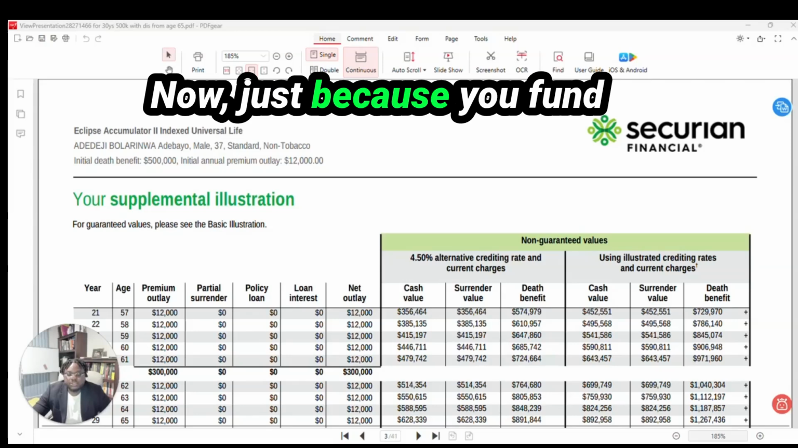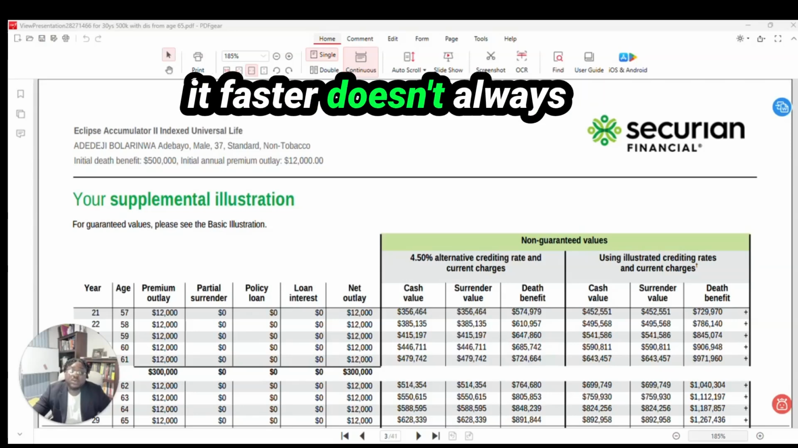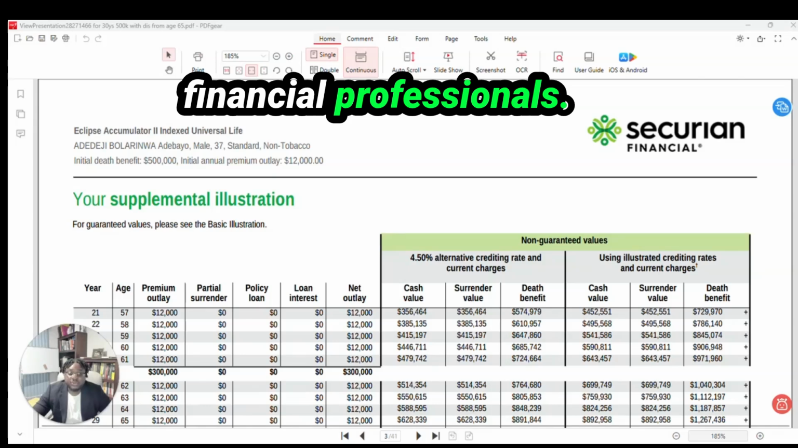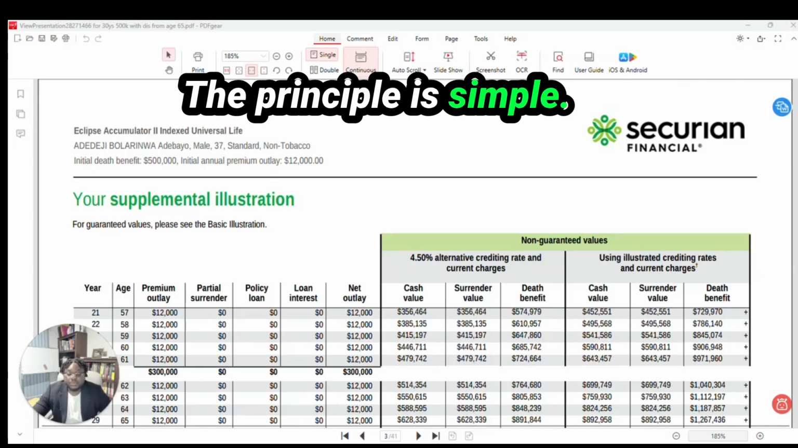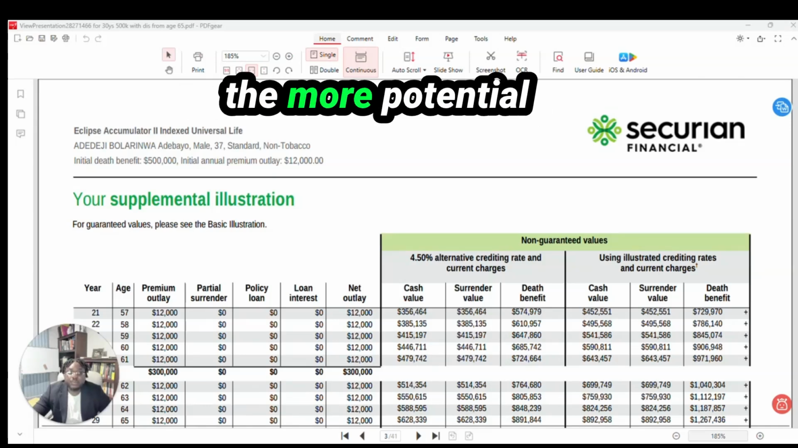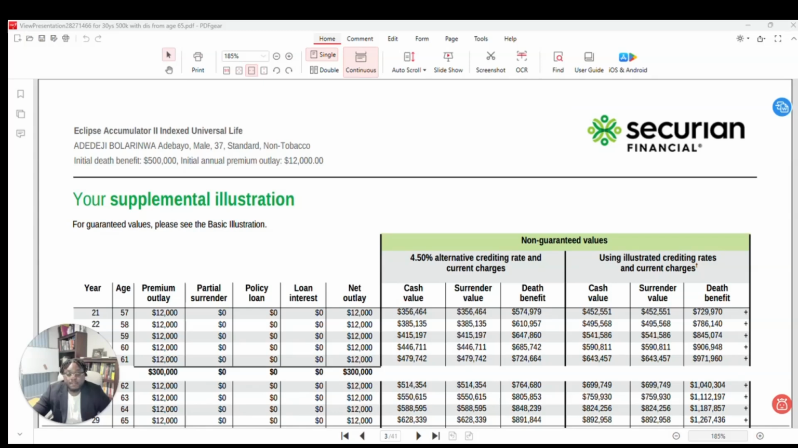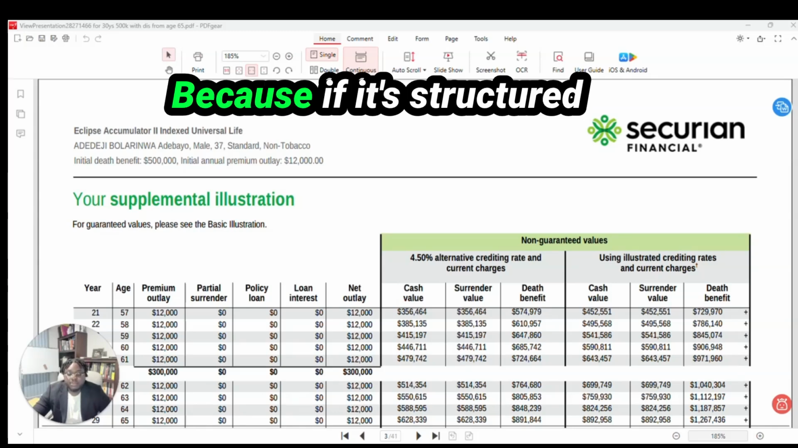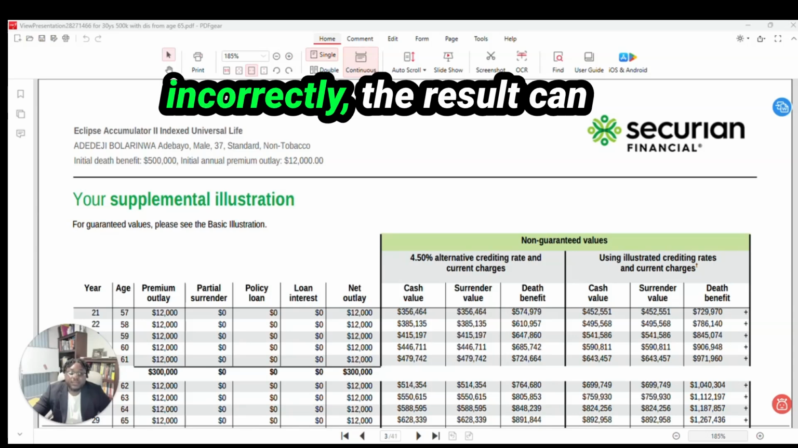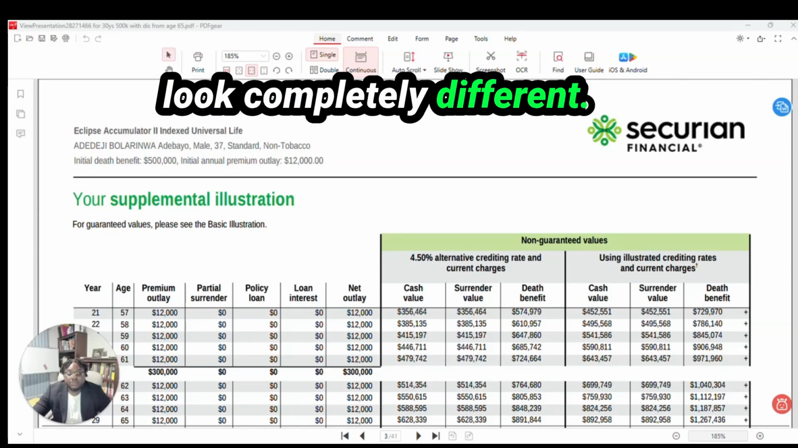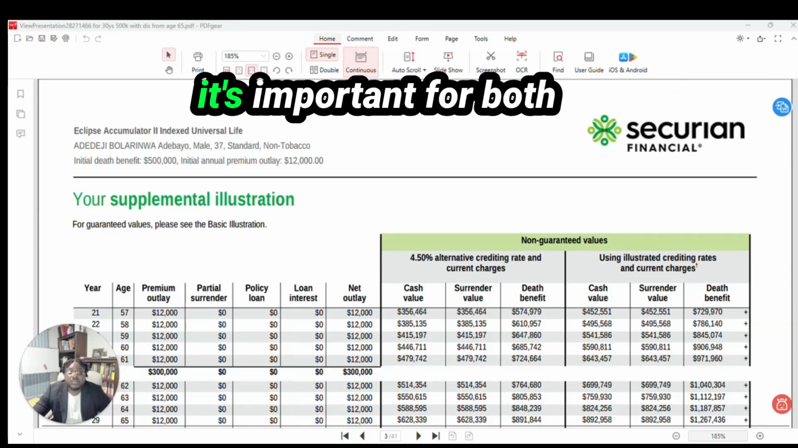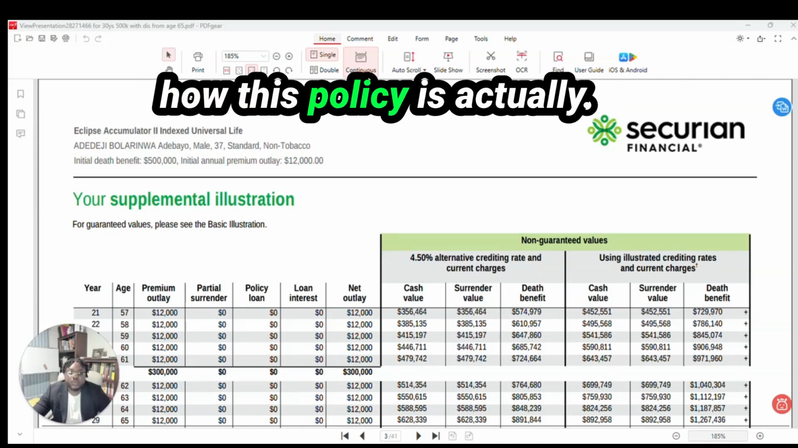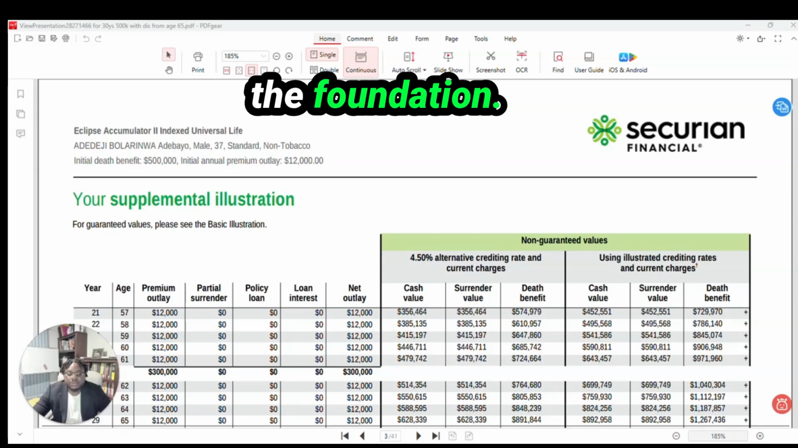Now, just because you fund it faster doesn't always mean you should. Like most financial professionals, the principle is simple. The more you put in, the more potential growth you can create. But the most important factor is how the policy is structured. Because if it's structured incorrectly, the result can look completely different. And that's exactly why it's important for both consumers and financial professionals to understand how these policies actually work. So let's start with the foundation.